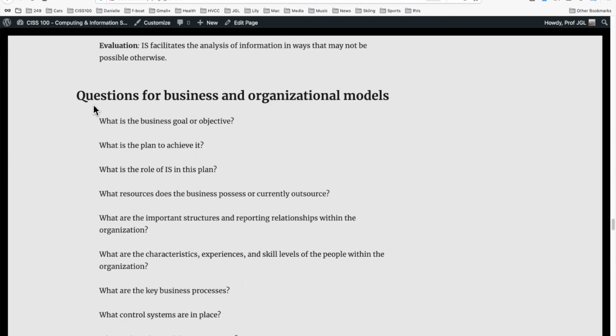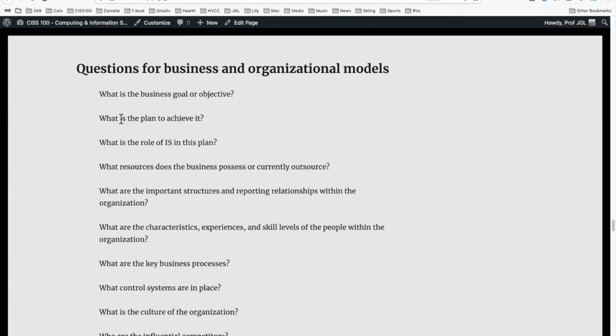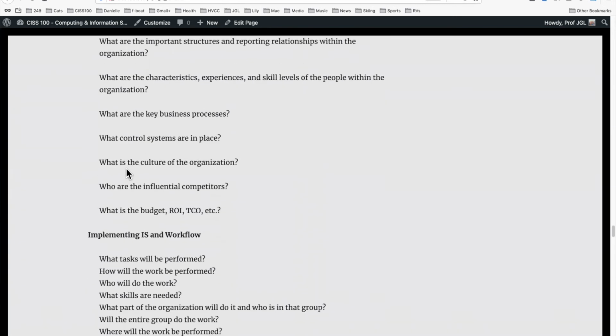So to this effect, bring this with you, print it out, and answer each one of these questions. Answer each one of these questions prior to beginning your design and development. It's going to give you an understanding of the organization and what they intend to do. Okay, so these are the questions here.